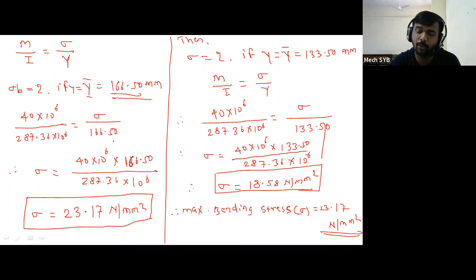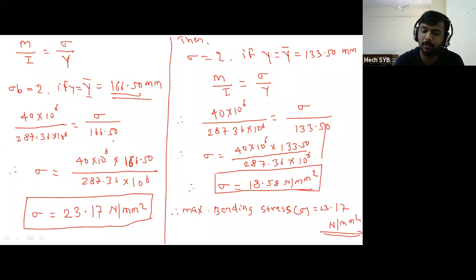Same procedure we have to follow for the symmetrical I section, for the T section, and for the inverted T section. I section असू द्या, T section असू द्या, सगळ्यासाठी तुम्हाला हीच प्रोसिजर फॉलो करायची आहे. If you are able to understand the calculation of y bar and moment of inertia for these sections, then you are able to do the calculation.